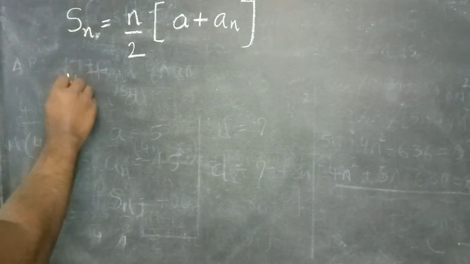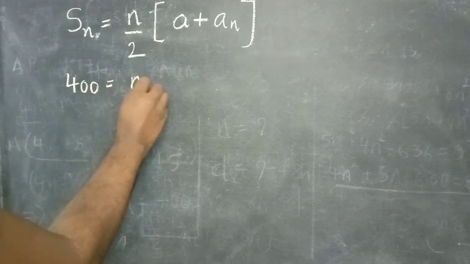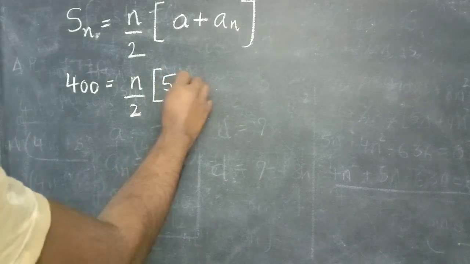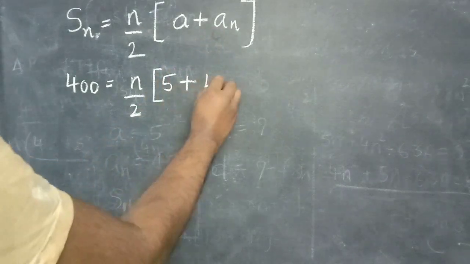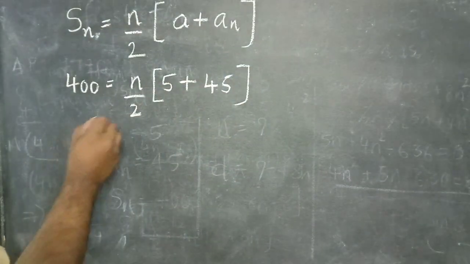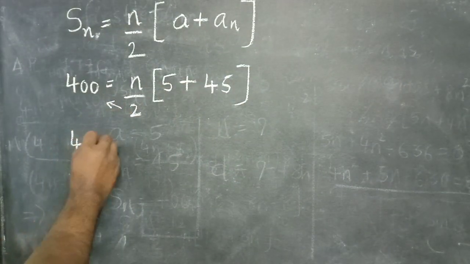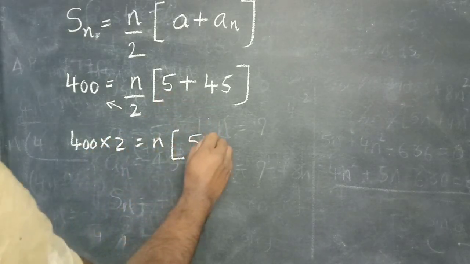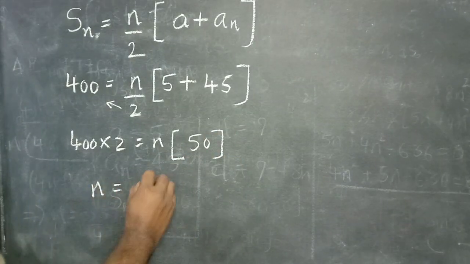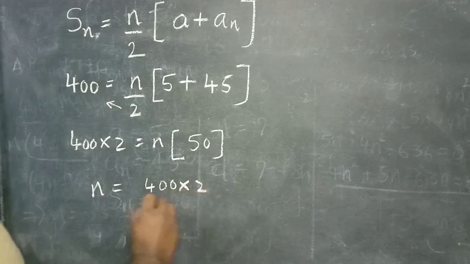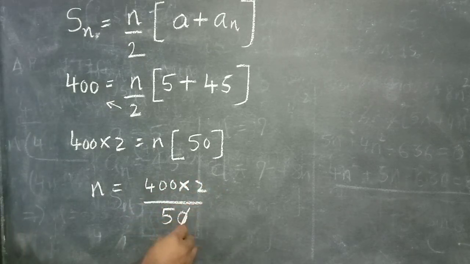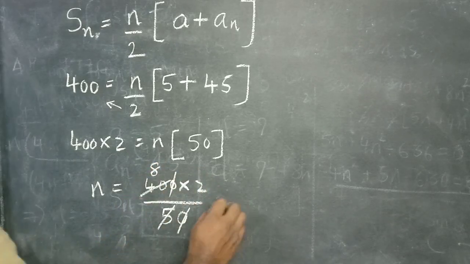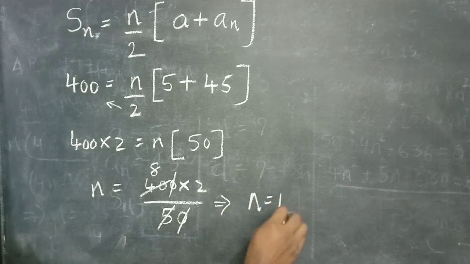What is the sum? The sum given is 400, which is equal to n divided by 2, as it is. What is the first term? The first term is 5 plus what is the value of the last term? nth term is 45. Now cross multiply, what we get? 400 into 2, which is equal to n into 5 plus 45 is 50. Now n equals 400 into 2 divided by 50. 0 and 0 will get cancelled. 5 ones are 5, 8 twos are 16. Therefore the value of n is 16.